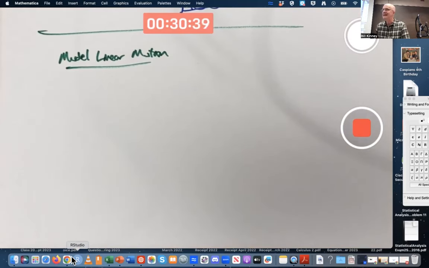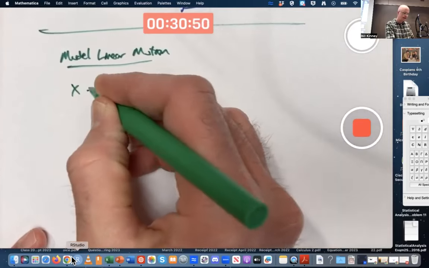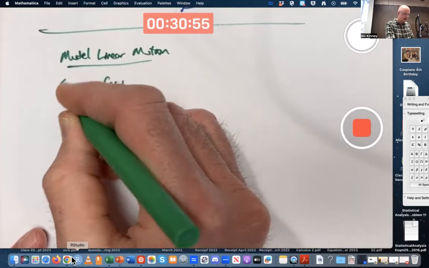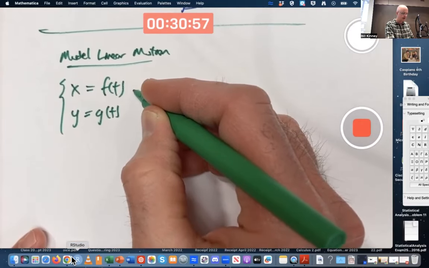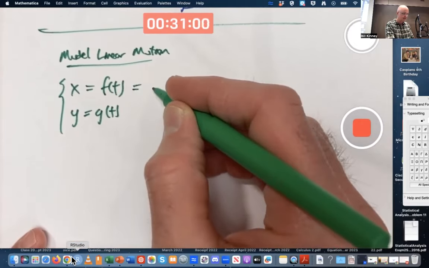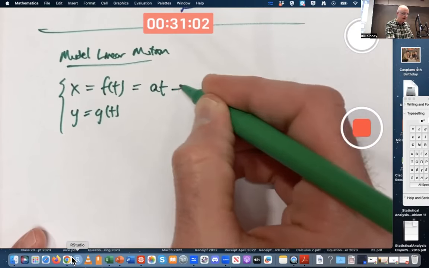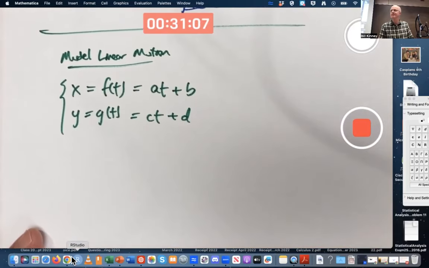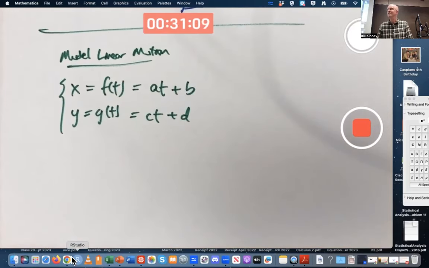I hope it makes sense that certainly something that should work to model linear motion is if both f of t and g of t are linear functions. Yeah, that'll work. x equals f of t, y equals g of t are linear functions. What letter should I use? Well, it doesn't really matter. Maybe at plus b for f and ct plus d for g. This will model linear motion.